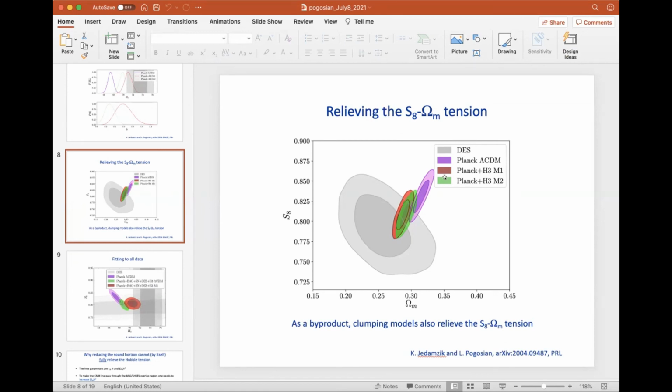And as I said, we're not really trying to solve it. We're just showing what happens to S8. It moves it within 1 sigma agreement so that there is no tension.